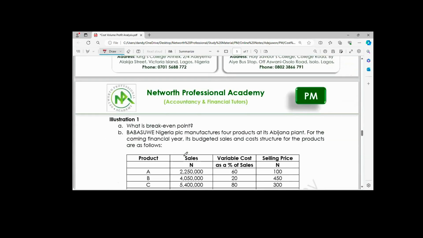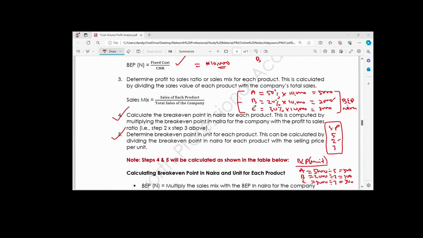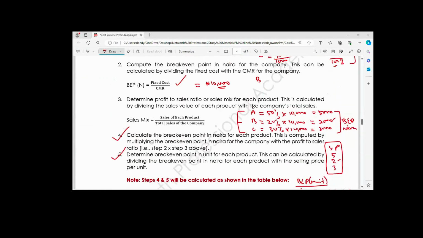Good evening, sir. Please, I don't really understand the difference between the relevant formulas for break-even. I don't understand the difference between number 3 and number 5.